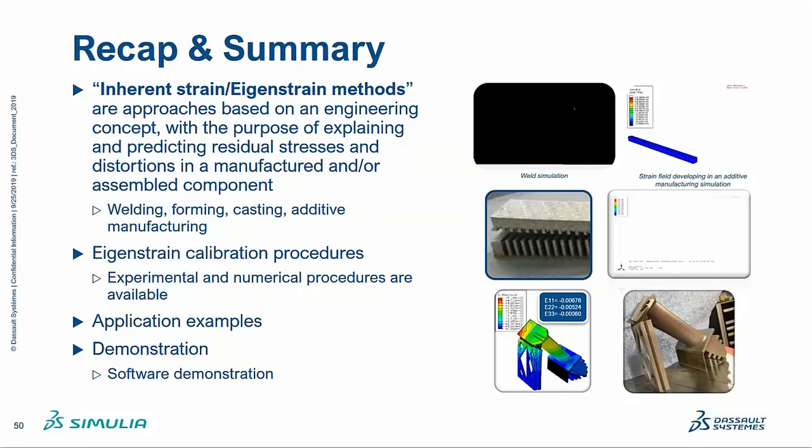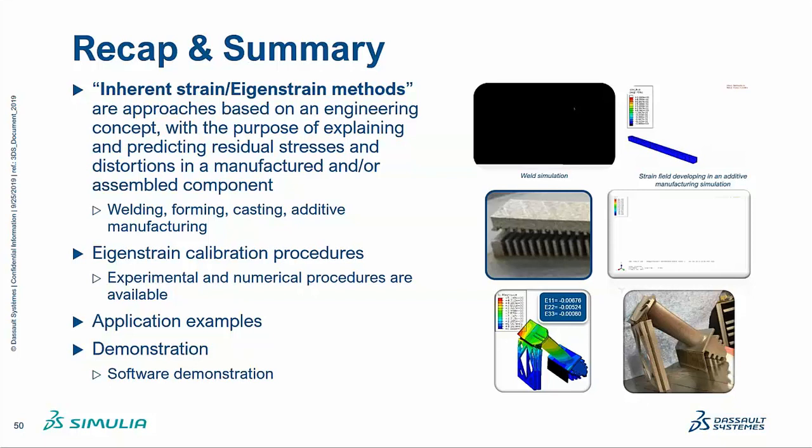We had a quick look at eigenstrain calibration procedures. For one, the experimental method, where we print specimens, measure the information, and then relate that to the simulation results. Or we could have a look at purely numerical procedures, such as the micromechanical procedure on a small cube, or the replication, the mimicking of our physical testing in our simulation.